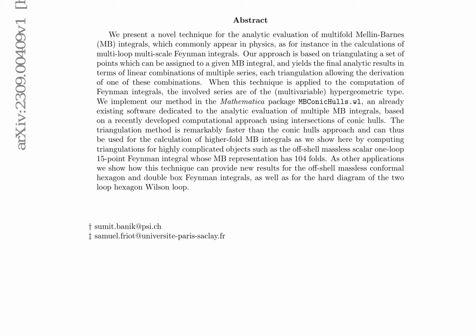To demonstrate the efficacy of this technique, the authors compute triangulations for complex objects such as the off-shell massless scalar one-loop 15-point Feynman integral, which has 104 folds in its MB representation. Other applications include providing new results for the off-shell massless conformal hexagon and double-box Feynman integrals, as well as for the hard diagram of the two-loop hexagon Wilson loop.